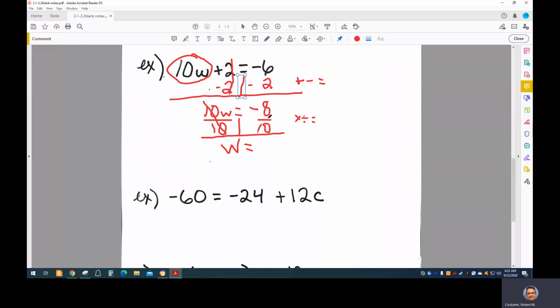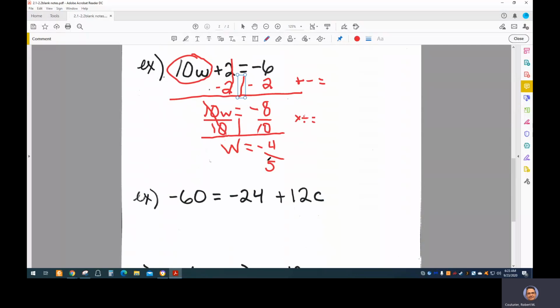Now we have to stop and think. Okay, we have to be careful, very, very careful here. We have a negative 8 divided by 10. We have to reduce this fraction. Well, we have a negative divided by a positive, so our answer will be negative. 8. Does 8 go into 10 evenly? No. So let's think of another multiple of 8. Well, I know 2 times 4 gives me 8. Does 4 go into 10 evenly? No. Does 2? Yes. So 2 goes into 8 4 times, and 2 goes into 10 5 times.